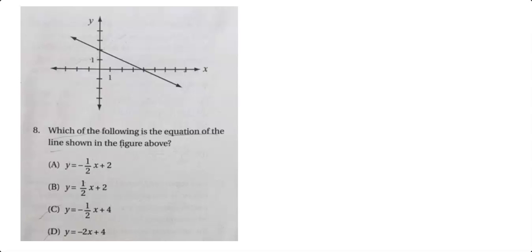Okay, so it says, which of the following is the equation of the line shown in the figure above? So we've got four choices here. If we look at this line, we notice that it goes through the point 0, 2, and we know that in slope-intercept form, the b part of that is the y-intercept. So that's going to be y equals mx plus 2.